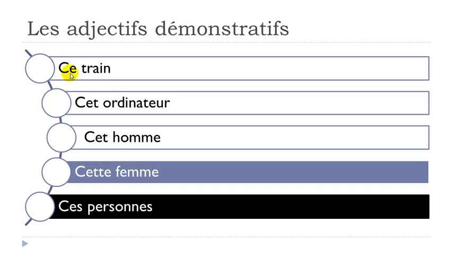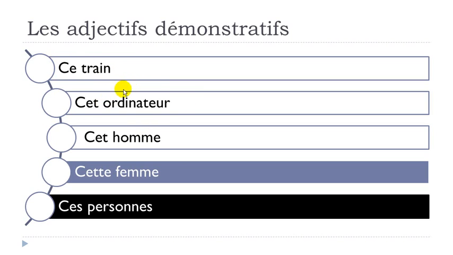The first one, I did take this train. Train is masculine, and it starts with a consonant, so no problem. You will put ce train. It would be translated like this train, ce train, okay.